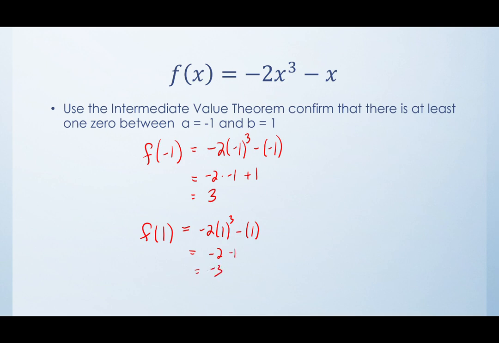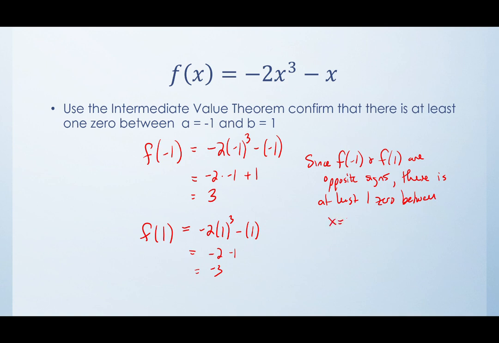And so again, the same story. 3 and -3 are opposite signs. So since f of -1 and f of 1 are opposite signs, there is at least 1 zero between x equals -1 and x equals 1.